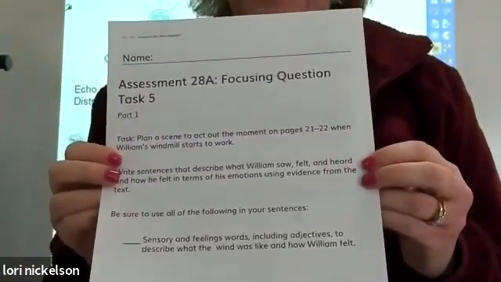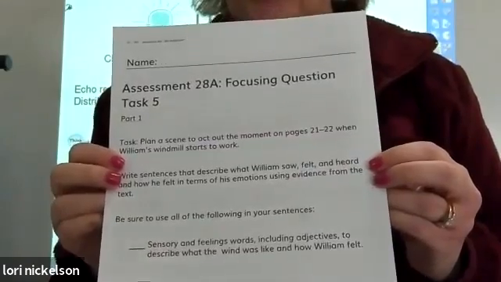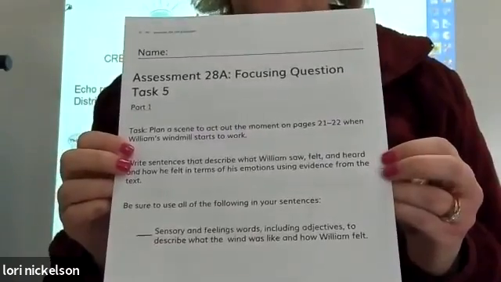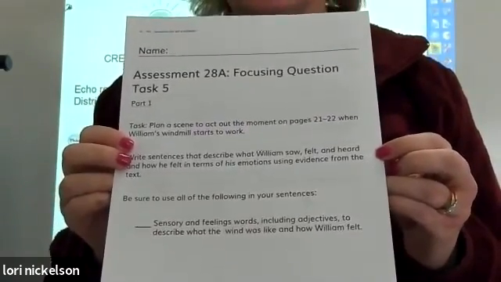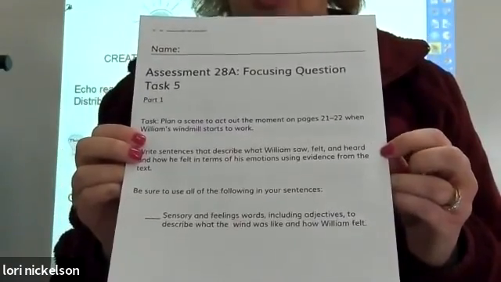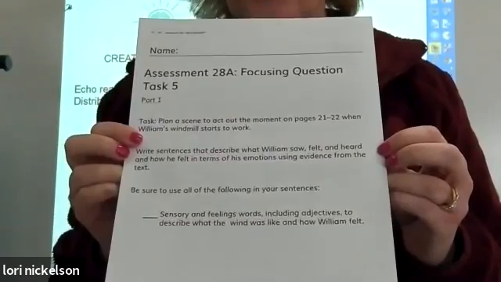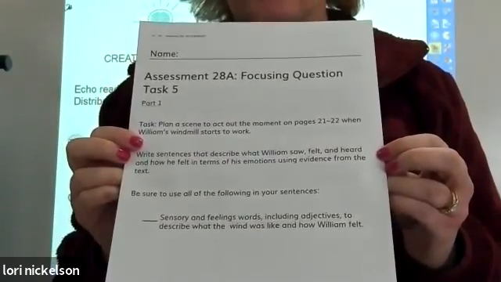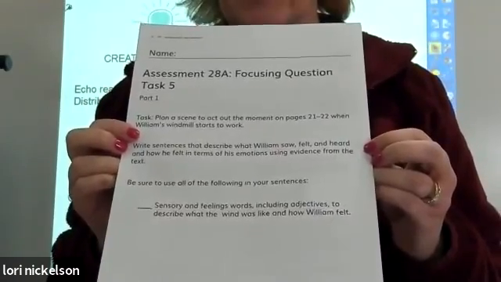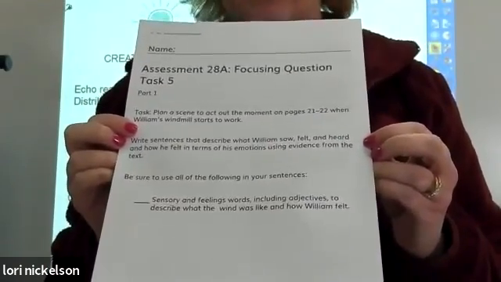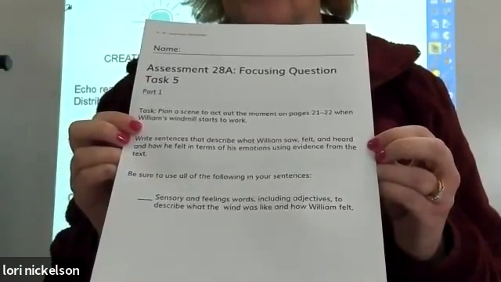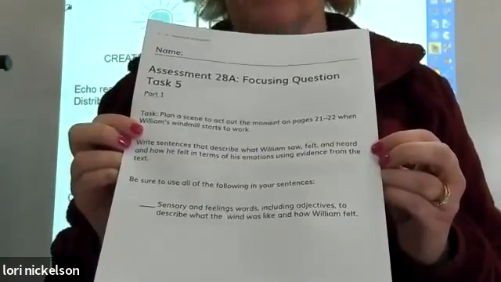It says, plan a scene to act out the moment on pages 21 to 22 when William's windmill starts to work. Write sentences that describe what William saw, felt, and heard, and how he felt in terms of his emotions using evidence from the text. Be sure to use all the following in your sentences. Sensory and feeling words, including adjectives to describe what the wind was like and how William felt.